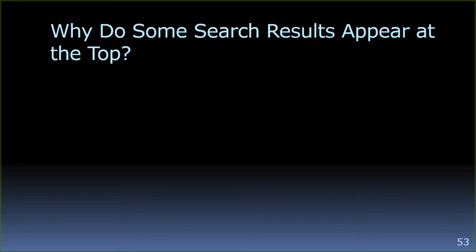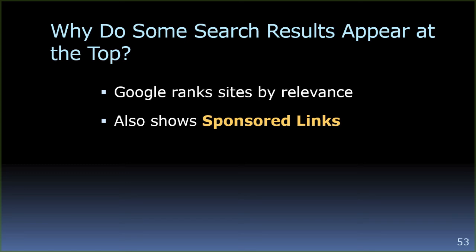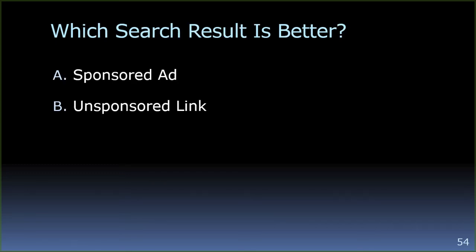Okay, now why do certain search results appear at the top of the list? Well, basically, Google and the other sites rank these sites by relevance. So it tries to figure out which is the most important, which is the one that you would most like to see. It also has sponsored links. Which search result would be better? Well, probably the unsponsored link. Sponsored links are there because they were paid to be there, but the other ones are better.